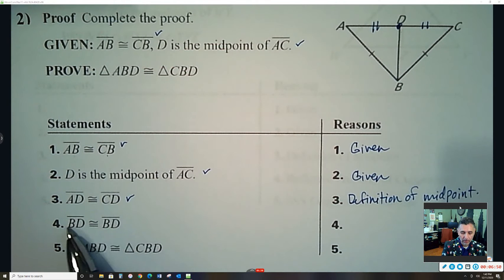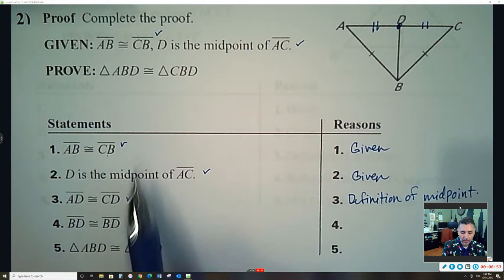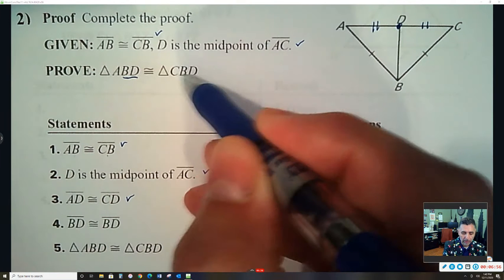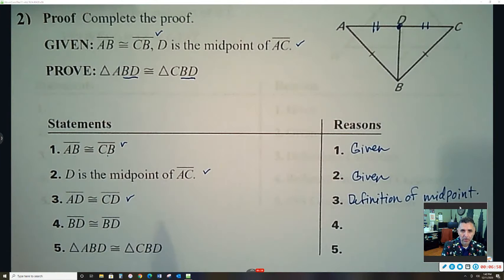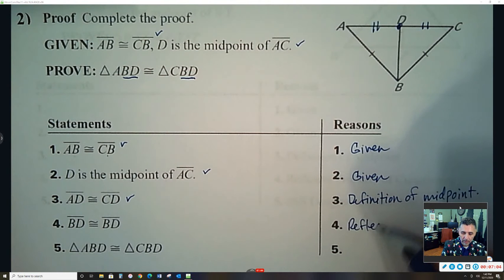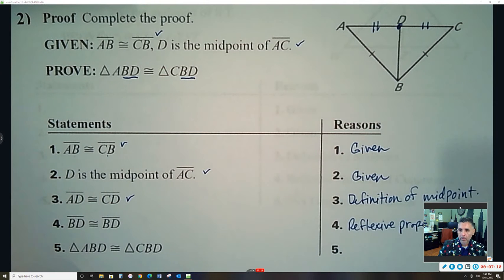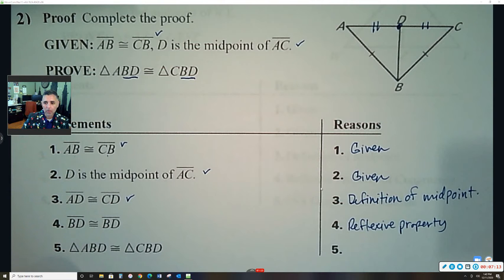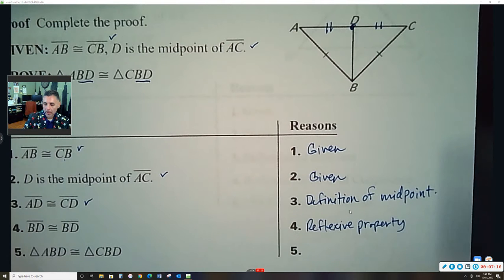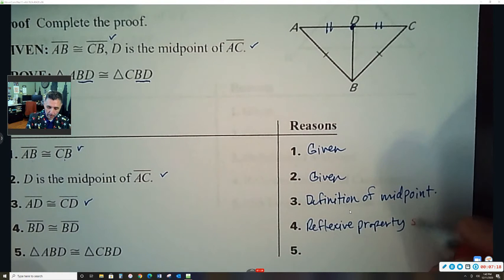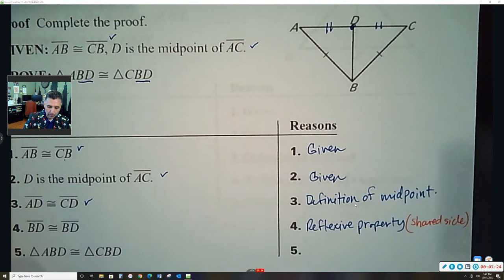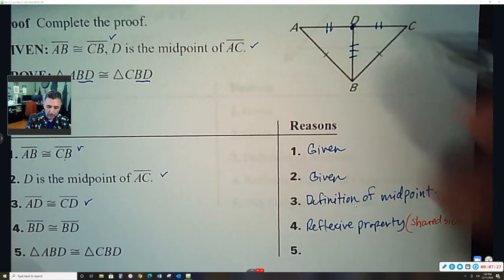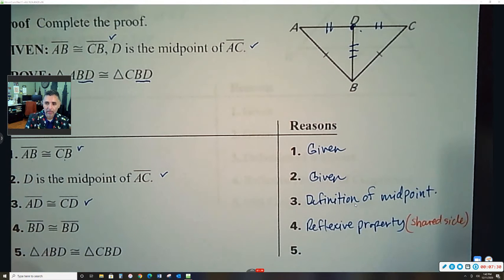And then see, here's one where the two letters are the same. And this time they're in order, because again, if you look back up here at the triangle congruent statement, they are in order, BD and BD. Okay? And that is the reflexive property. Or again, if you can't remember that, just say, hey, that's a shared side. Because look up here. BD and BD, shared side. Okay.